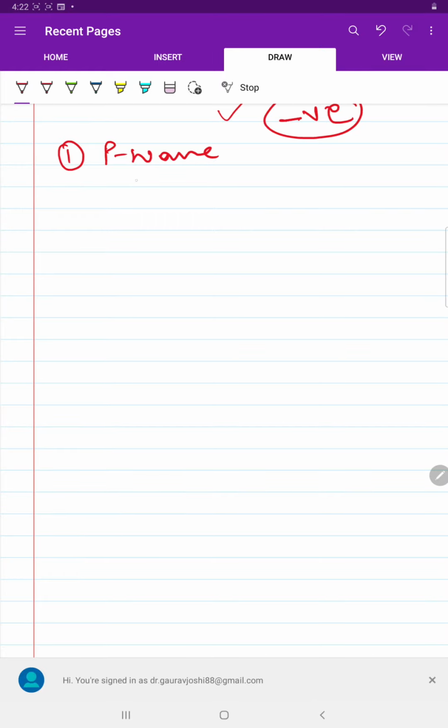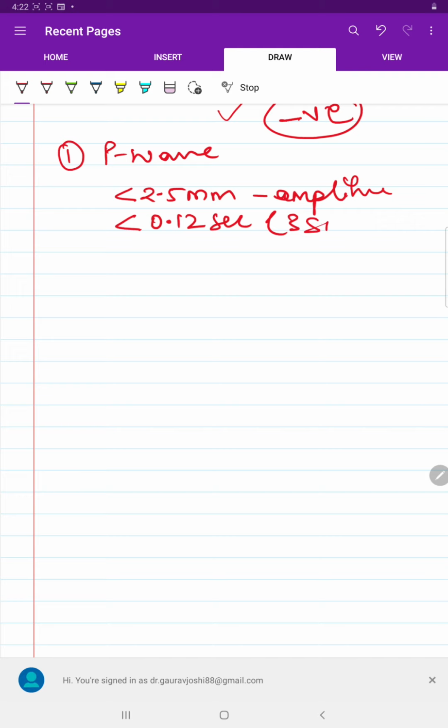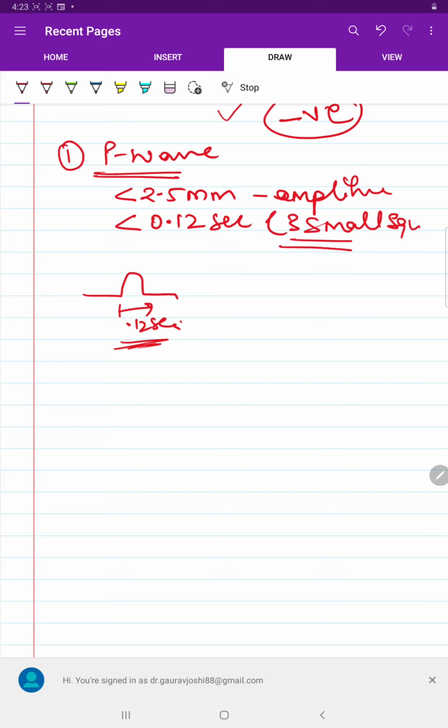Just remember the P wave amplitude must be less than 2.5 mm and the duration less than 0.12 second, that is 3 small squares. Whenever you see the P wave, appreciate that it must not be more than 3 small squares. It must be less than 0.12 second. If it is more than 0.12 second, then there may be some abnormality. If height is more than 2.5 mm, then there may be some abnormalities.